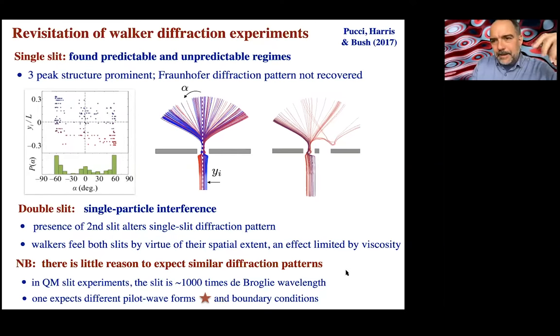And in electron diffraction, the slit is 1,000 de Broglie wavelengths wide, whereas here we're looking at one or two Faraday waves as the gap width. And also there's little reason to believe that the boundary conditions, or indeed the pilot waveforms, are at all similar in quantum mechanics. Okay, but nevertheless, you do have diffraction because the particle has associated with it a wave. And you do have these non-local features by virtue of the fact that the drop is dressed by a wave.